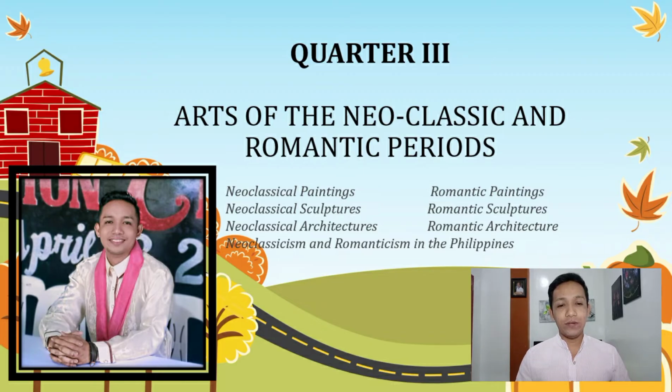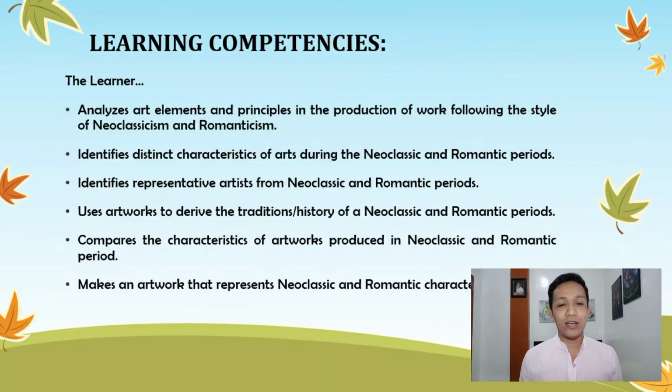For us to be guided with our goals in our discussion for this morning, let us consider the following learning competencies. The learner, or you, analyzes art elements and principles in the production of work following the style of neoclassicism and romanticism. Identifies distinct characteristics of arts during the neoclassic and romantic periods. Identifies representative artists from neoclassic and romantic periods.